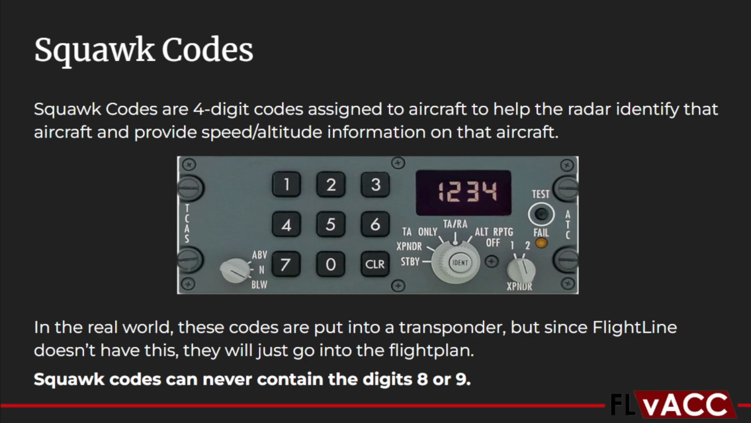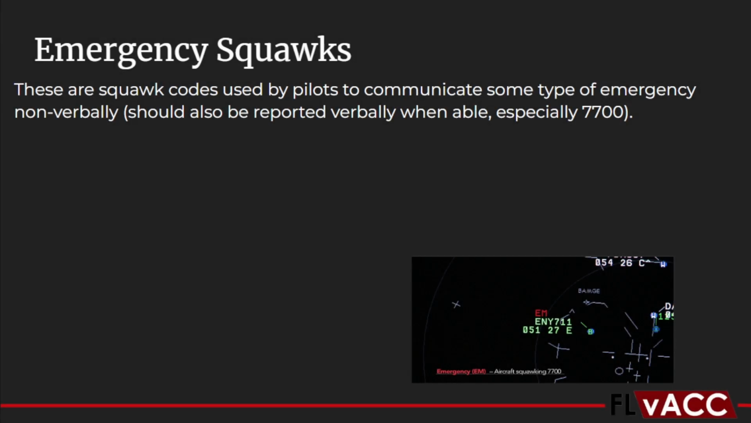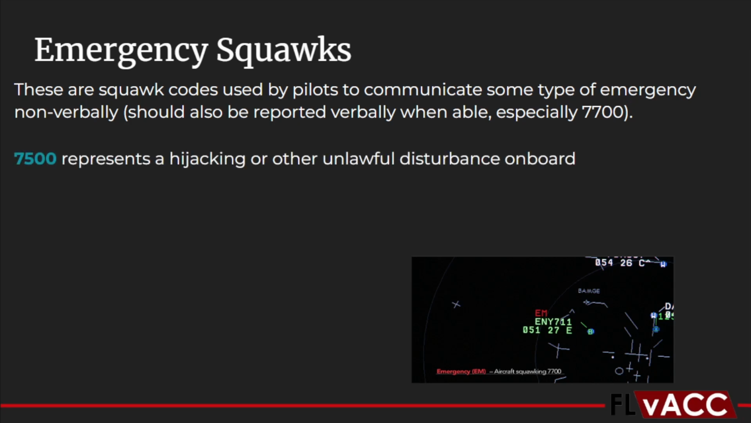There are a couple squawk codes reserved for emergency situations that help pilots communicate their situation without talking to ATC, in case they are unable to. For example, if a hijacking were to occur and the pilot needed to discreetly inform ATC of this, they would simply enter 7500 into their transponder and the controller would know. Keep in mind that simulating a hijacking scenario in this server is not allowed.